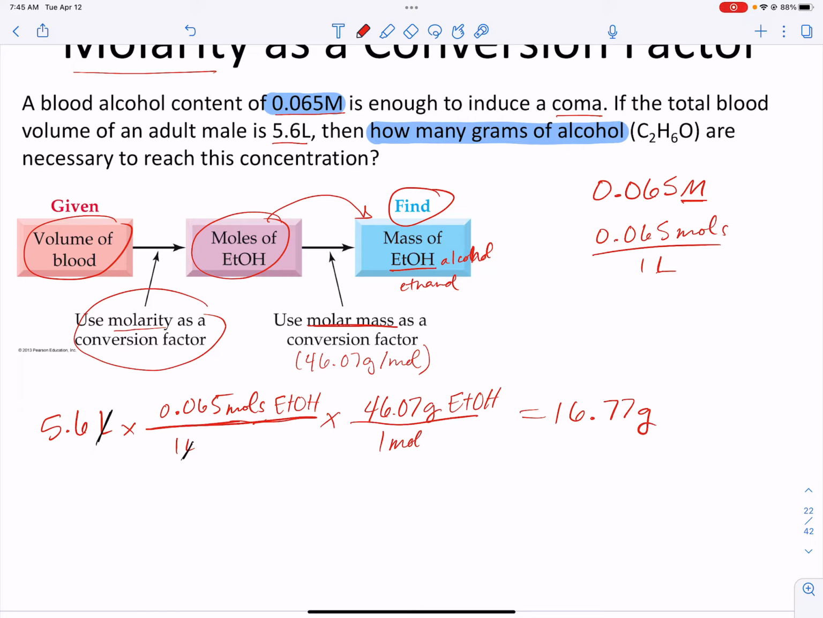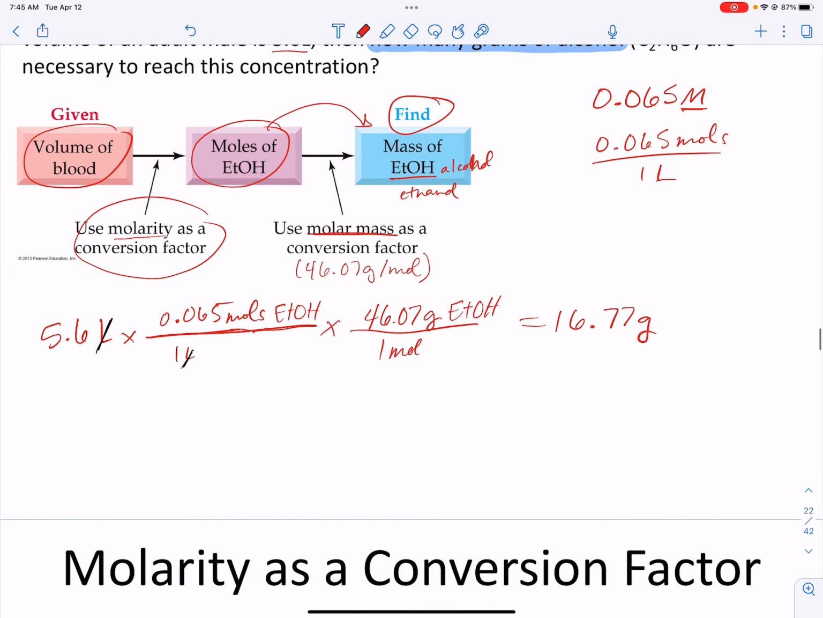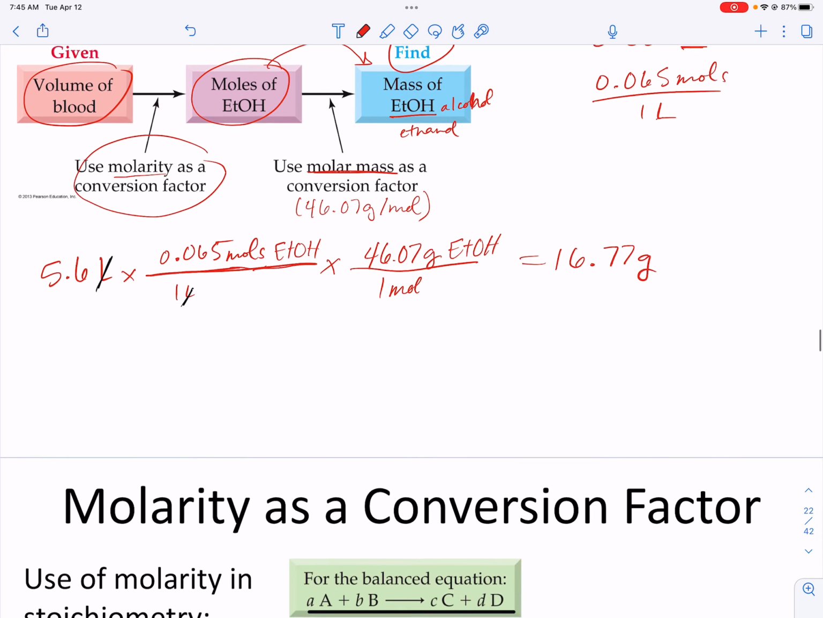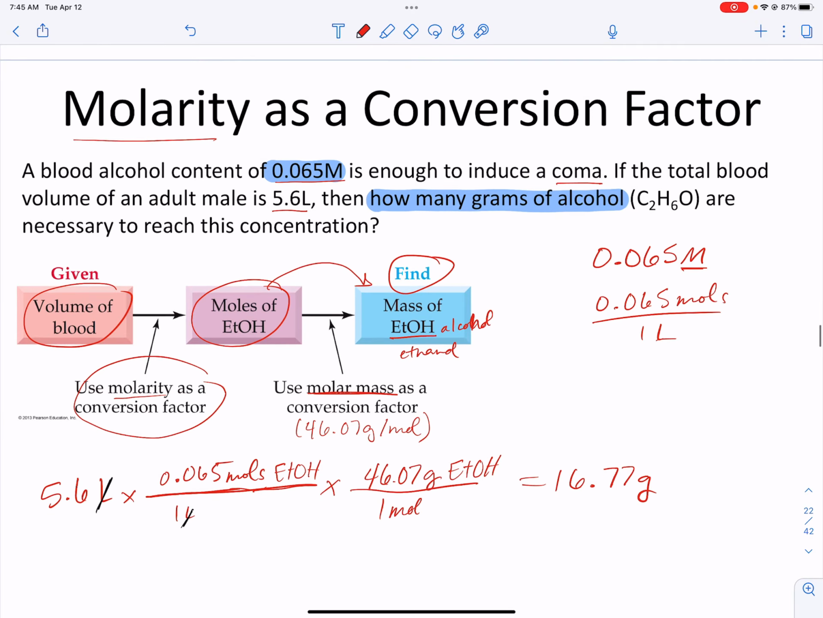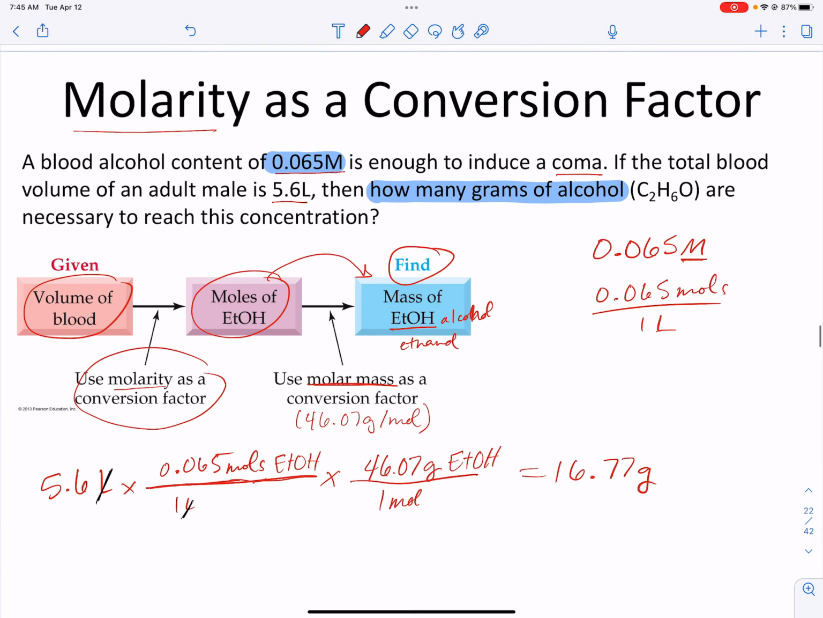Okay. Now usually, ethanol is a liquid, and it would probably actually be more useful to know this as a volume. So you could take the density and convert that to milliliters to see how many milliliters of straight ethanol could induce a coma. That's a very bad thing, so we want to stay away from that amount. Okay, that's that problem. So definitely on the exam, you will have to use molarity to convert.